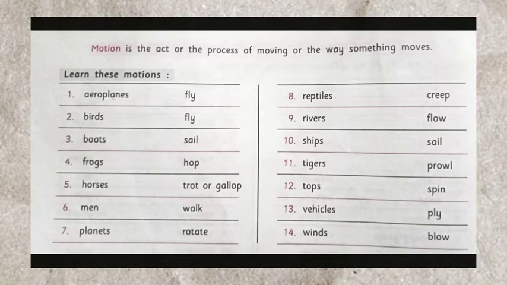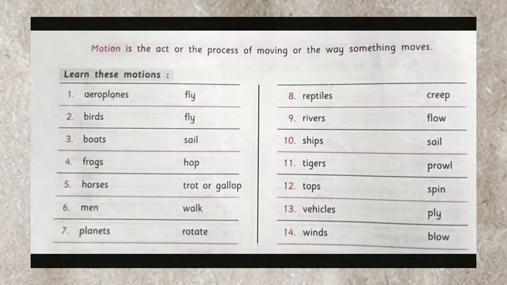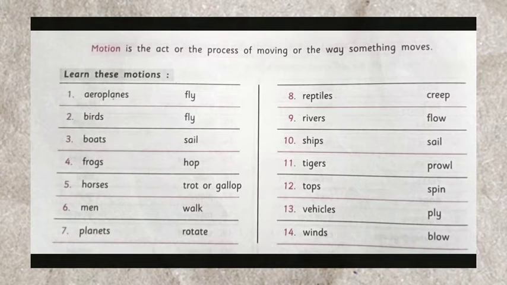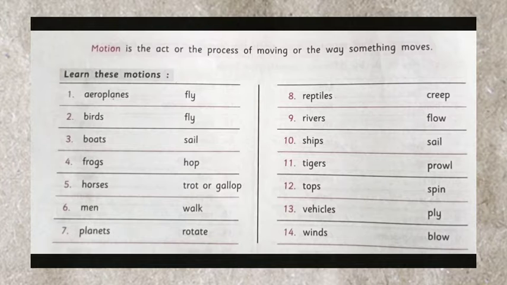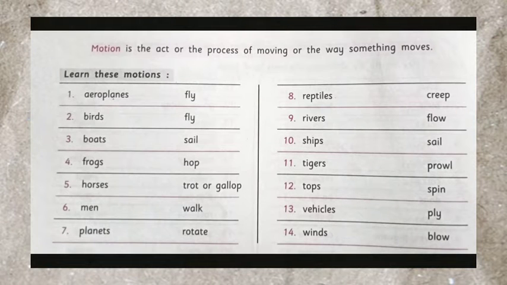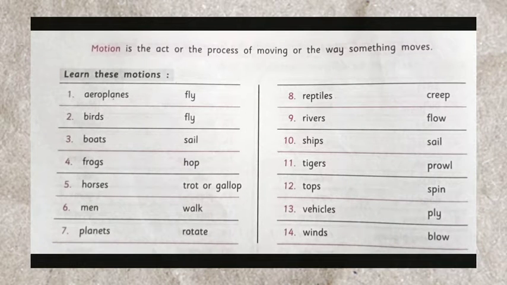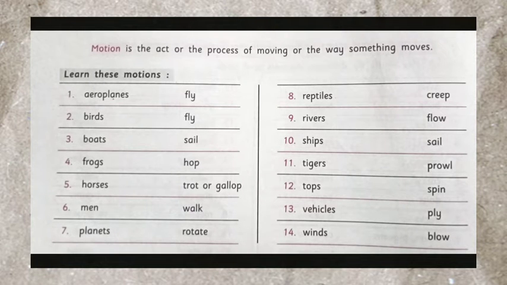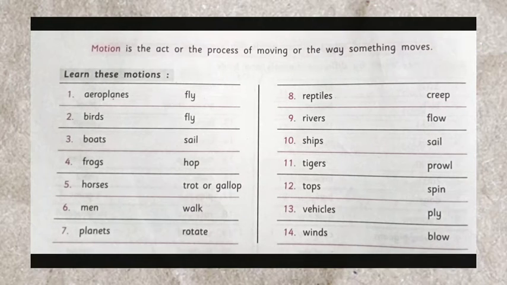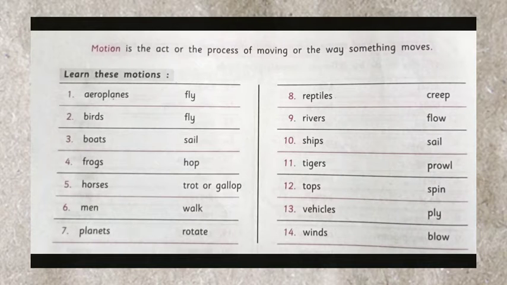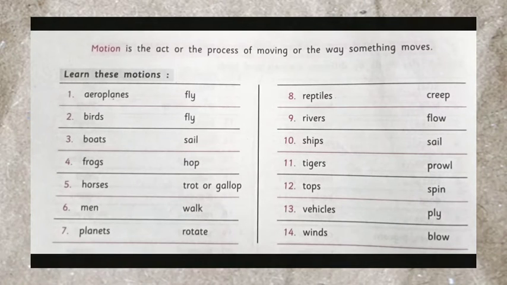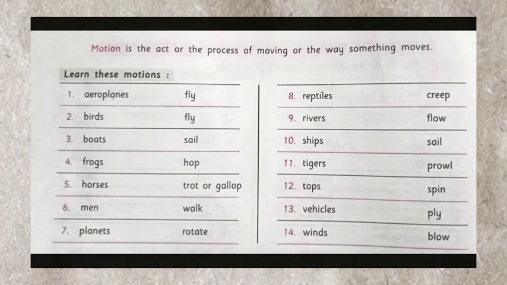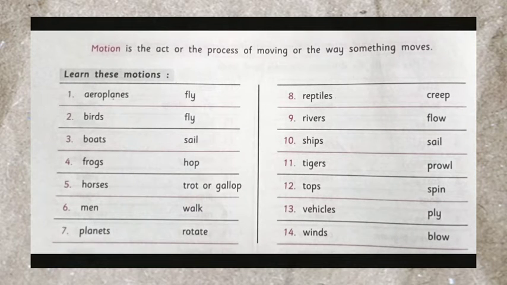Now we move on to our next lesson, words of motion. What is motion? Motion is the act of moving or the way something moves. Let's learn some motions. The way aeroplanes move is called fly.